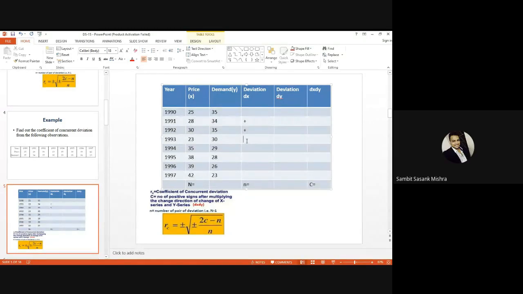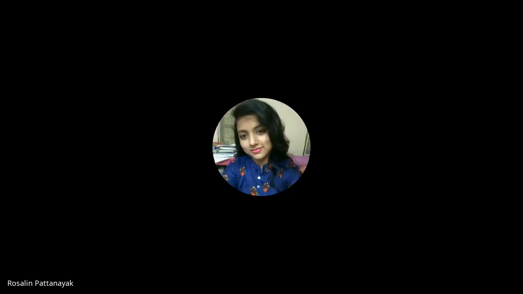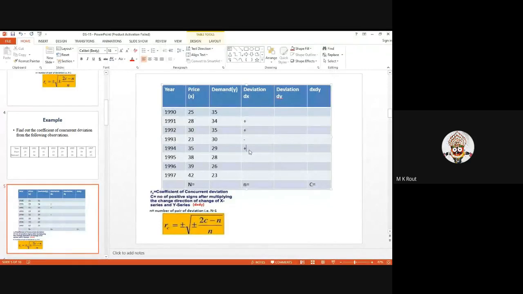That minus is negative. Minus 7, it is negative. Okay, again. 35 minus 23. Positive or negative? Positive. 35 minus 23, I repeat. Positive. Good. Moving to the next one.